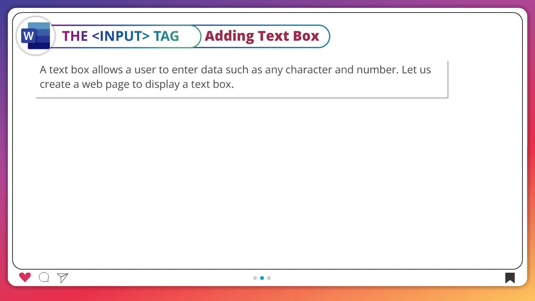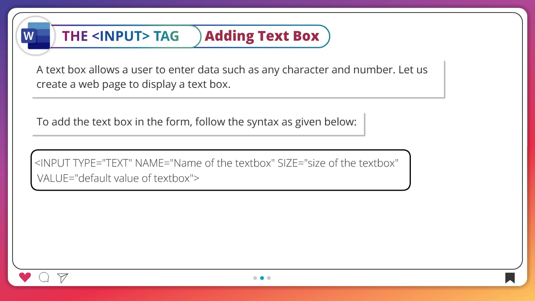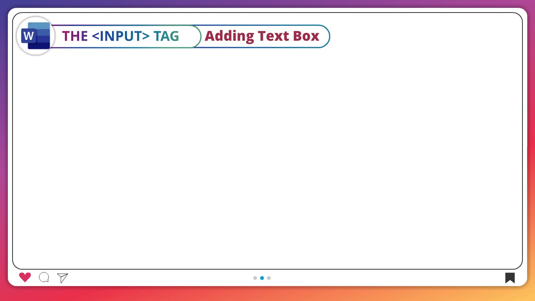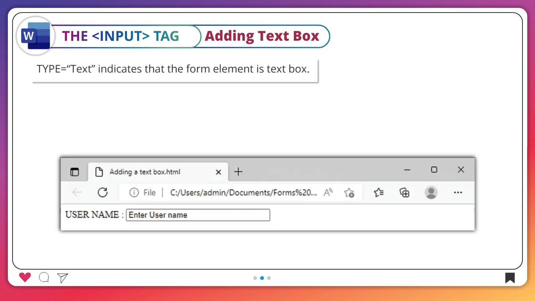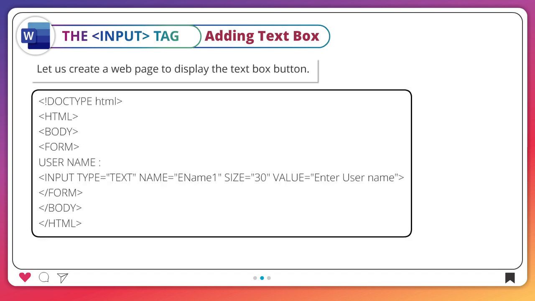Adding text box. A text box allows a user to enter data such as any character and number. Let us create a web page to display a text box. To add the text box in the form, follow the syntax as given below. For example, type equals "text" indicates that the form element is a text box. Value equals "Enter username" is the default value of the text box. Let us create a web page to display the text box.